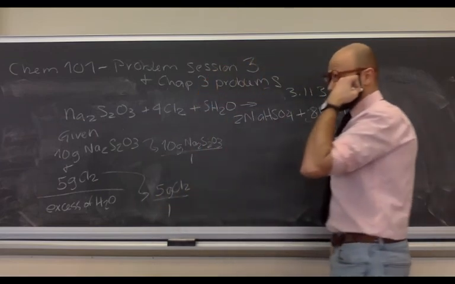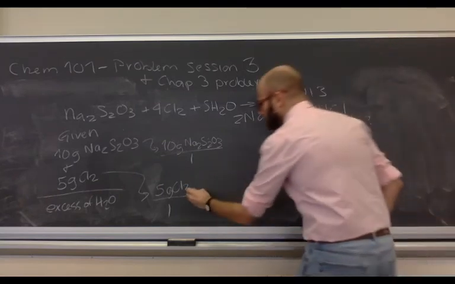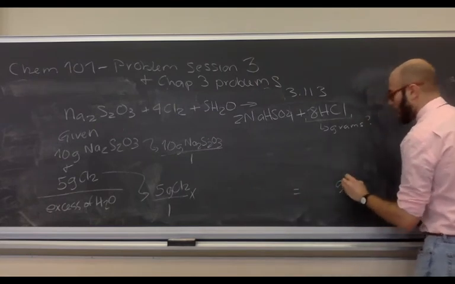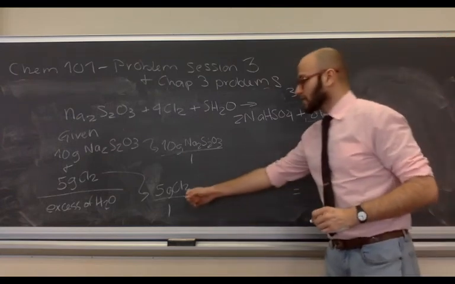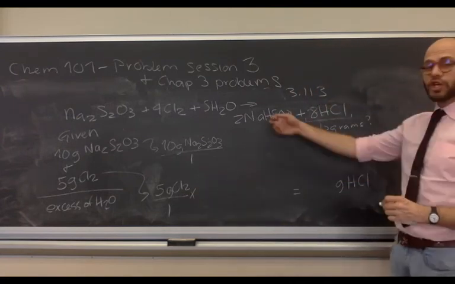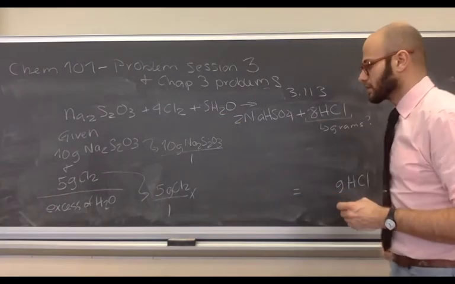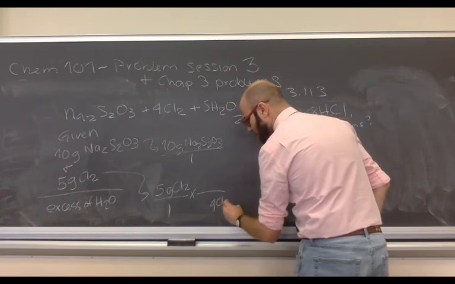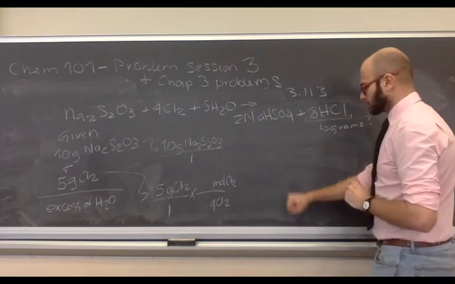Let's do chlorine first because it's a little easier, and you've actually worked with this in class already. So our goal is to get to grams of HCl. How do we go from grams of something to grams of something else? Well, we're going to use our equation, but first we need to get to moles because that's what the equation uses. So the first thing we will do is get rid of these grams and transfer to moles of that same compound.